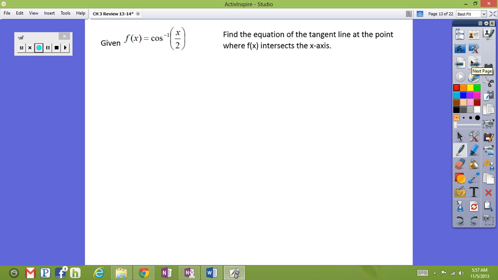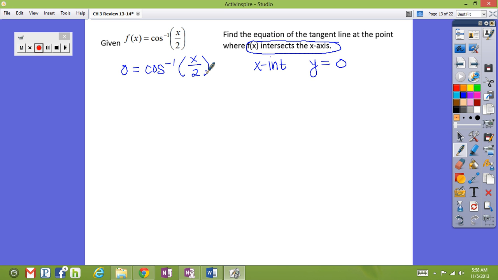Last question, I think. Go ahead and press pause. So, similar to a problem you've had in the book, you want to find where f of x intersects the x-axis. Those are x-intercepts. X-intercepts occur when y is equal to 0. So, you actually have to start off by figuring out the point that they want you to write the equation of the tangent line. So, you're trying to figure out where the inverse function has a value of 0. So, the inverse function is a little bit backwards.